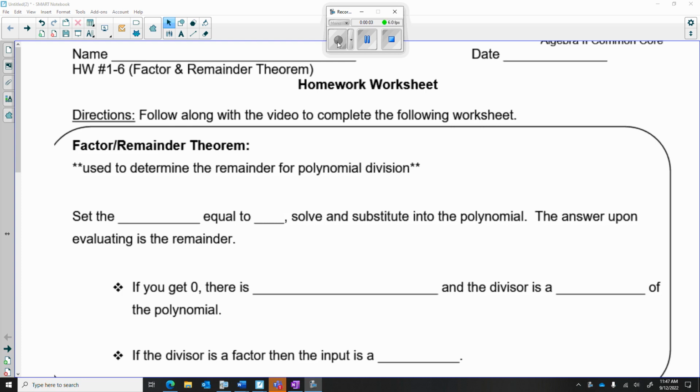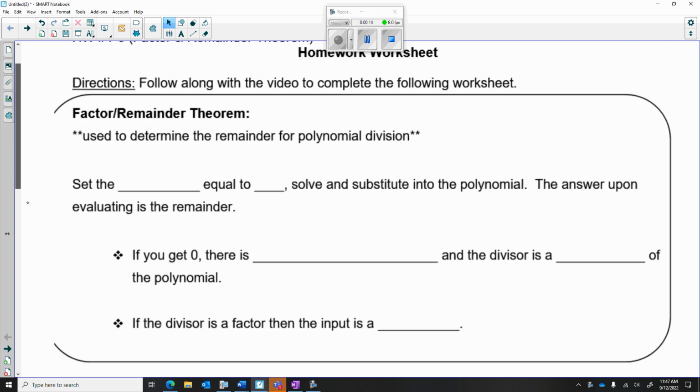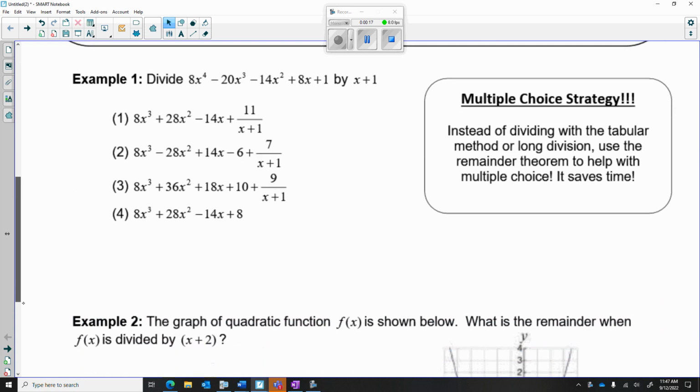Hi everyone, this is the video about the remainder theorem. We're going to get started right at the top of the worksheet. It's going to talk to you about the remainder theorem. So let's say we have a division problem. If you look down at number 1 below, you see a division problem.